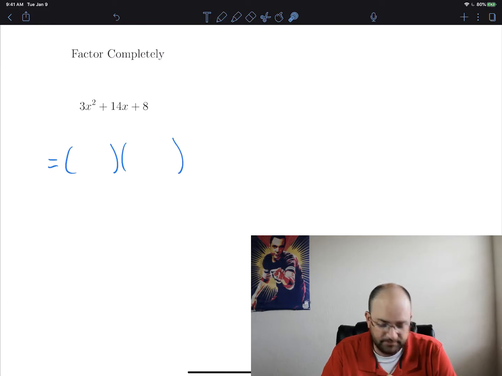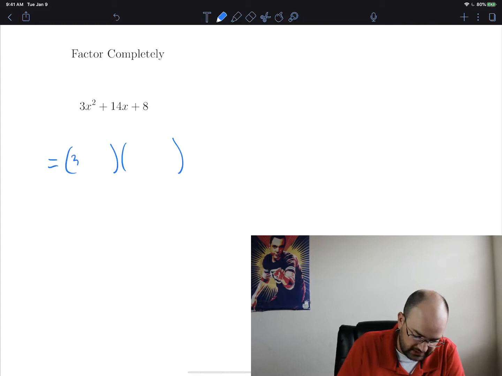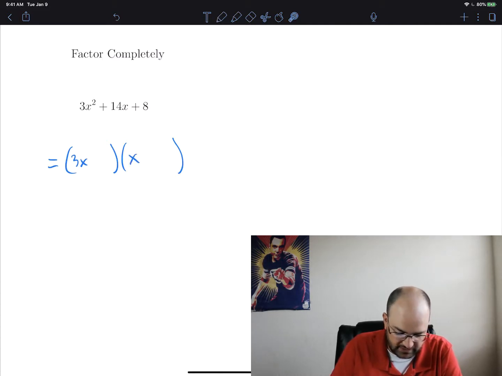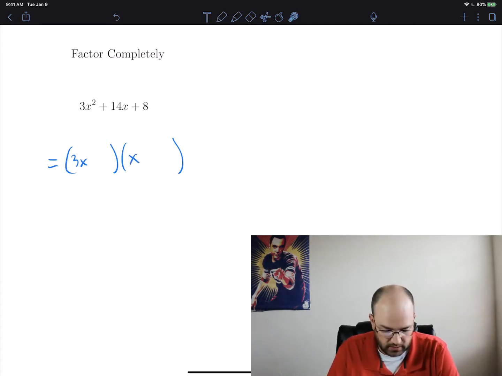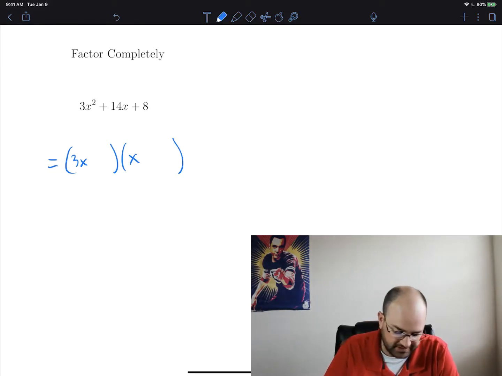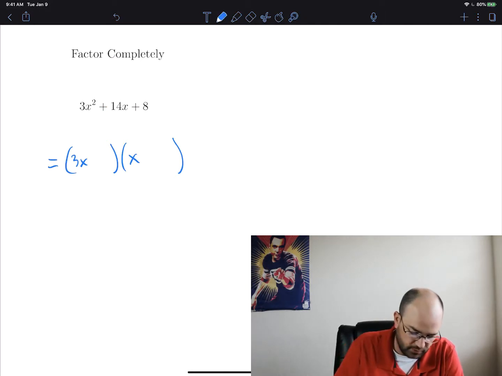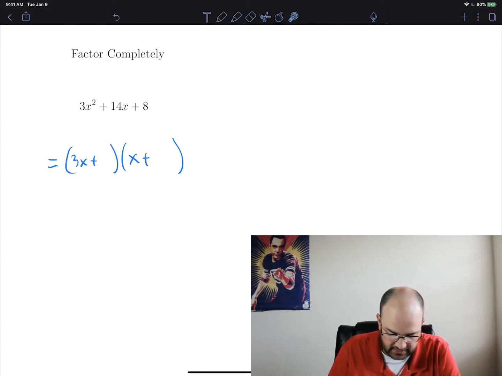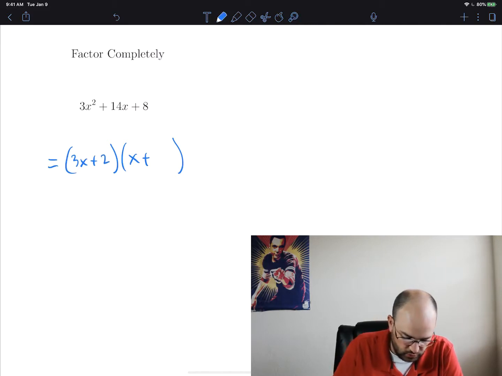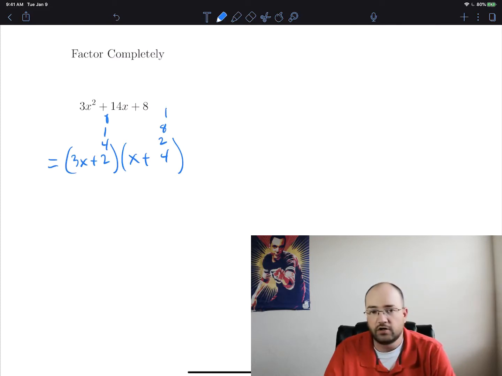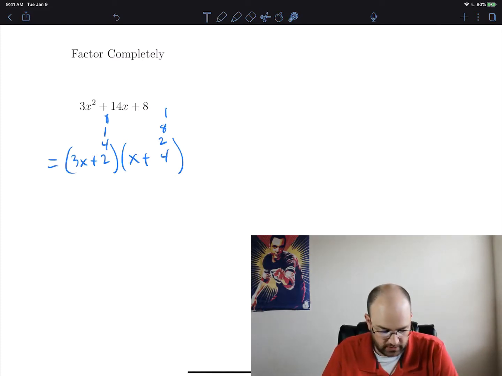Now, some of y'all may like to just use guess and check. Guess and check would be to say put a 3x and an x there, because 3 and 1 gives us 3. And then positive, go ahead and do everything from here on out. Positive means that they are the same sign. This plus tells me what they are. So they're both plus. And then I can either put a 2 and a 4, or 4 and a 2, or a 1 and an 8, or an 8 and a 1. Those are actually all 4 possibilities here.